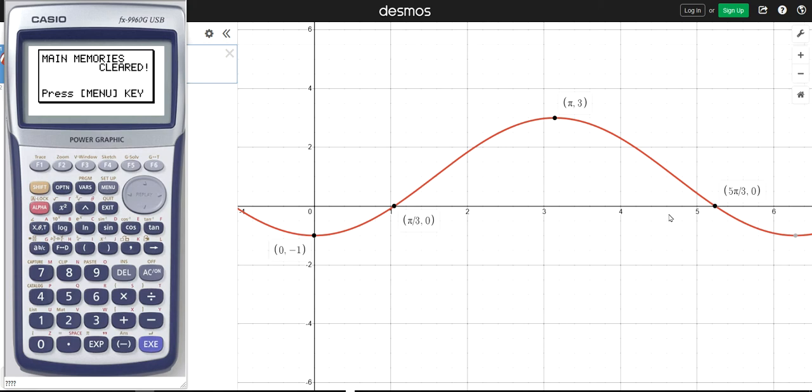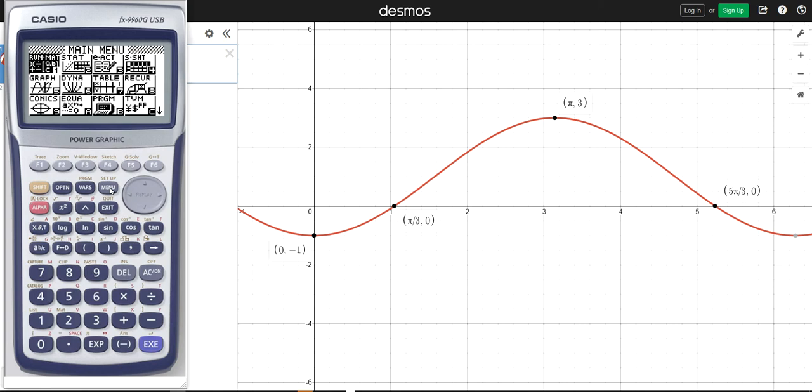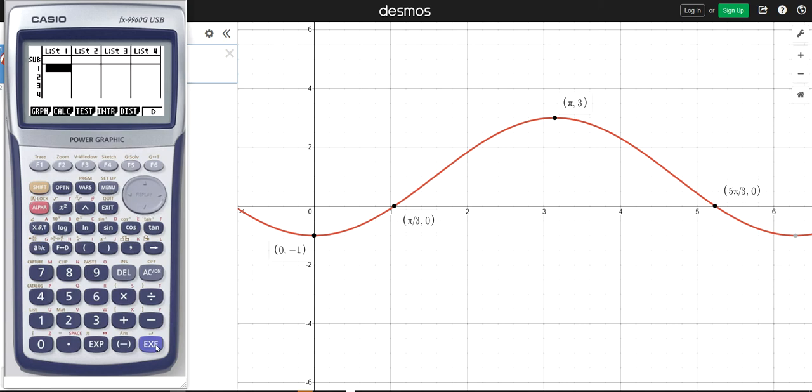As I can tell from the values of x, the graph is in radians. Yes, it's not in degrees. So let's see how we work this out. We go into menu, and this time around we choose the statistics menu. In list 1 we enter the values of x, and in list 2 we enter the values of y.